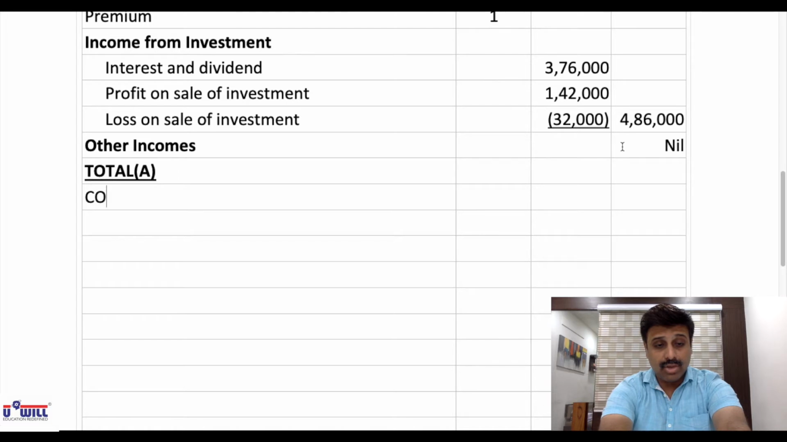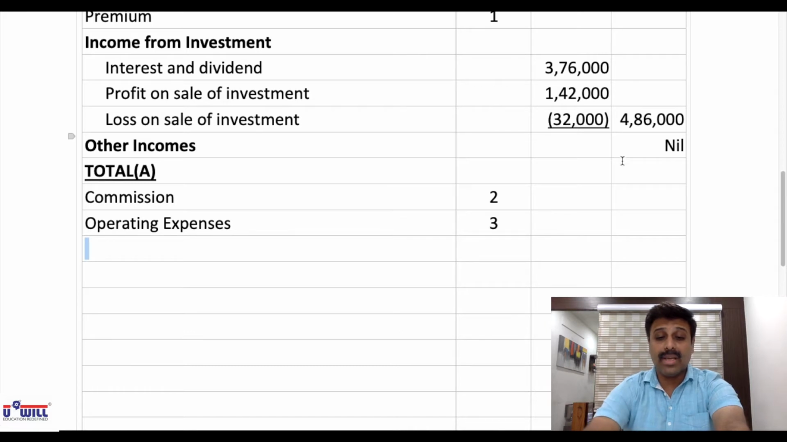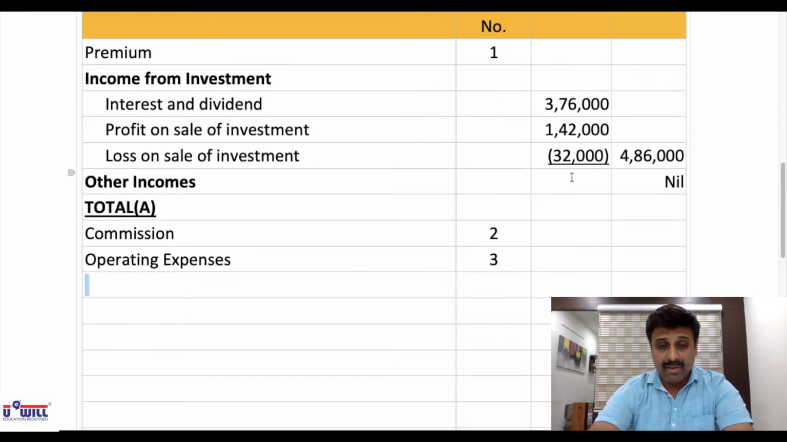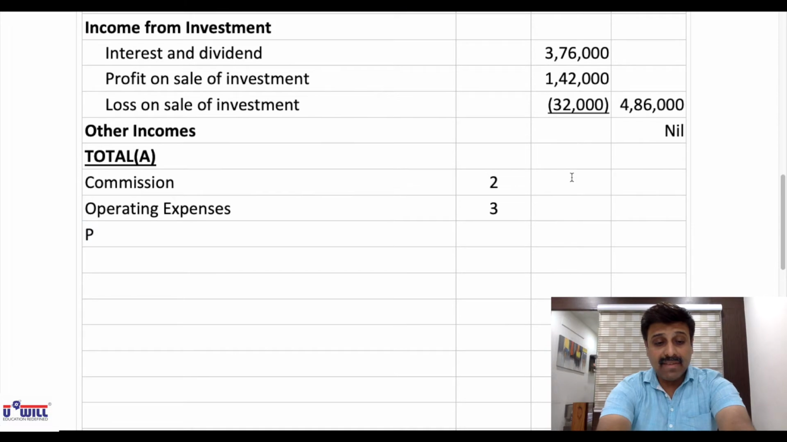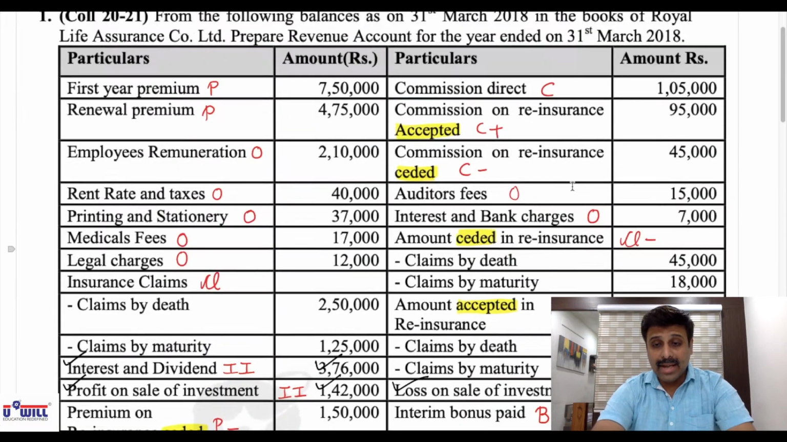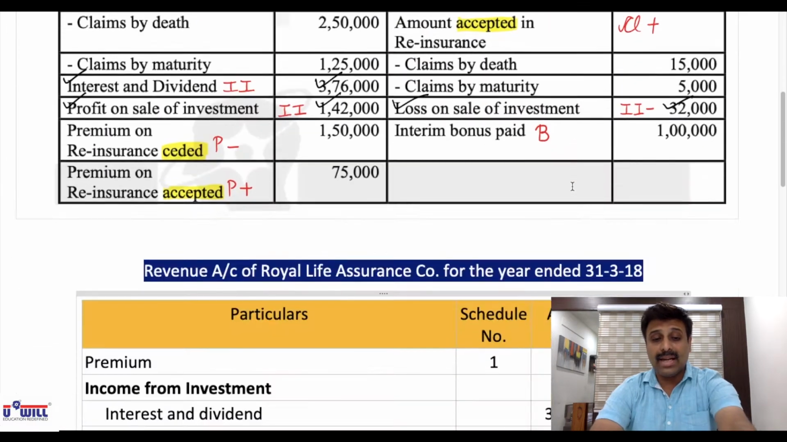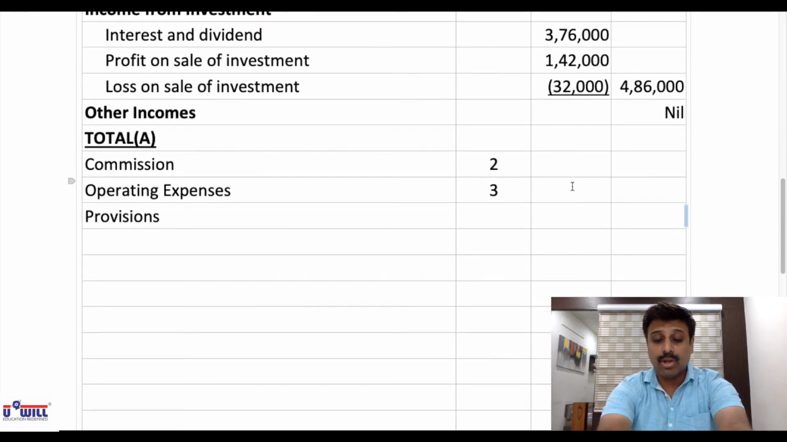Now, in the second part we will show commission, the 3 small expenses. We are going to show commission in schedule number 2, so right now we keep it pending. We'll make schedule 2 for that in detail. Then we will show operating expenses. That again we will show in schedule number 3, so right now we keep it pending because schedule 3 we will be making in detail later on. Then we show provisions. Now, is any item marked as PROV? No item is marked as provisions, so that will also remain nil. That will give us total B.